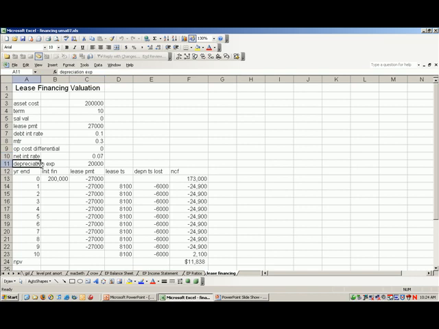Next, I calculated the annual depreciation expense on the asset if the asset were purchased by the firm. And that was simply calculated as the asset cost divided by the term or life of the asset. So we get a $20,000 per year depreciation expense. Now you can see below that I've already done the lease financing valuation process and come up with the net present value of the lease.